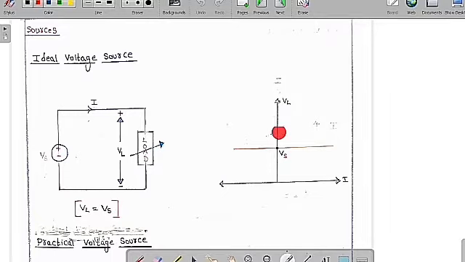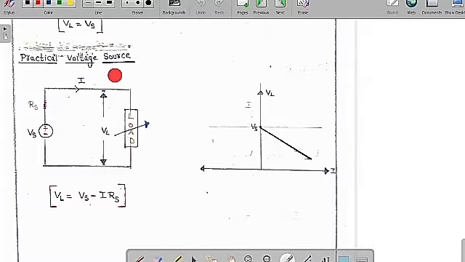Then I want to draw the diagram with respect to VL and I. No matter whatever the load, the current is always going to change, but definitely the load voltage is always equal to the source voltage. No matter whatever the current, whether the current is positive or negative, still VL is equal to Vs always. So we are going to get it in this nature. Therefore, irrespective of the current drawn by the load, the load voltage is always equal to the source voltage. This we are going to call the ideal voltage source.